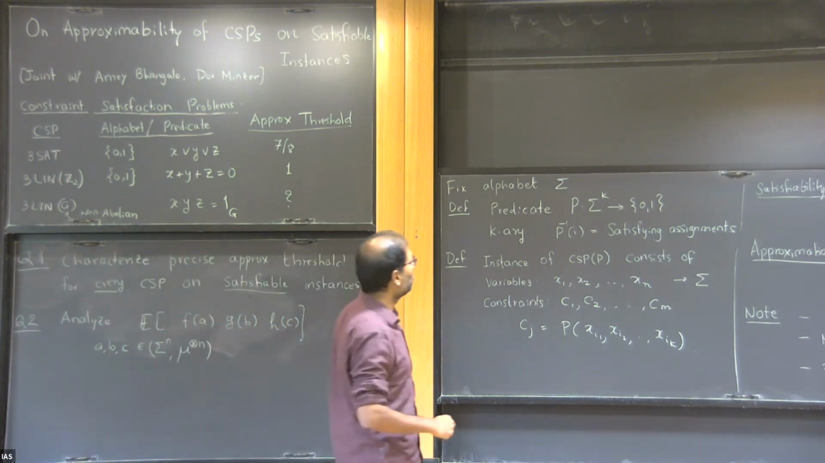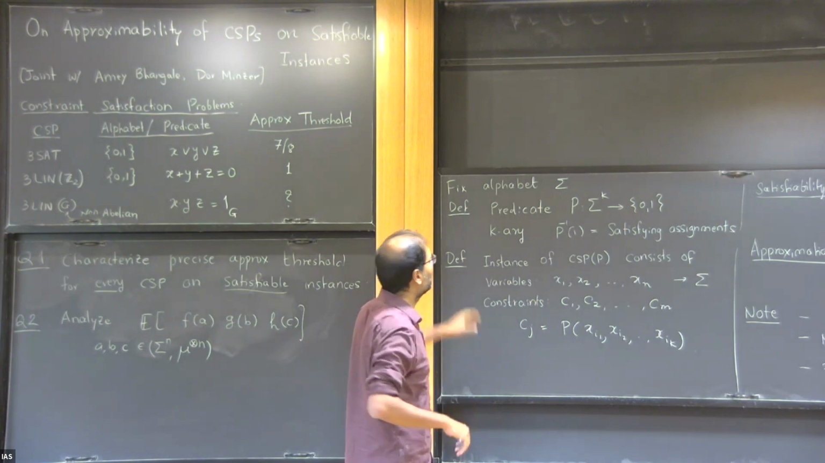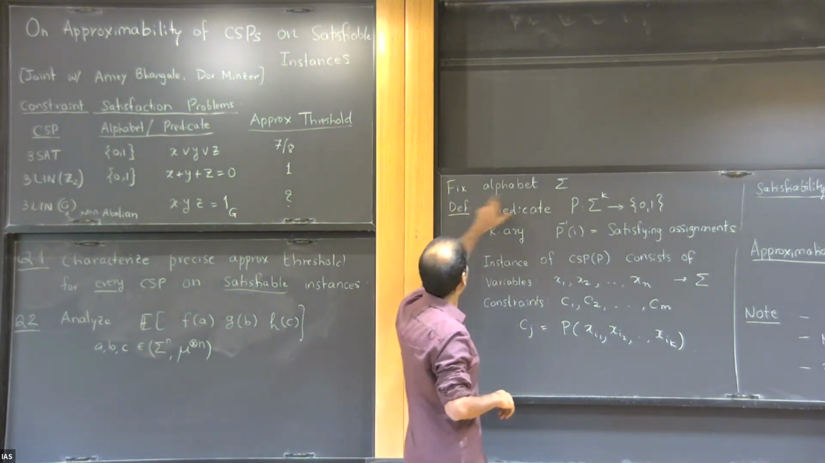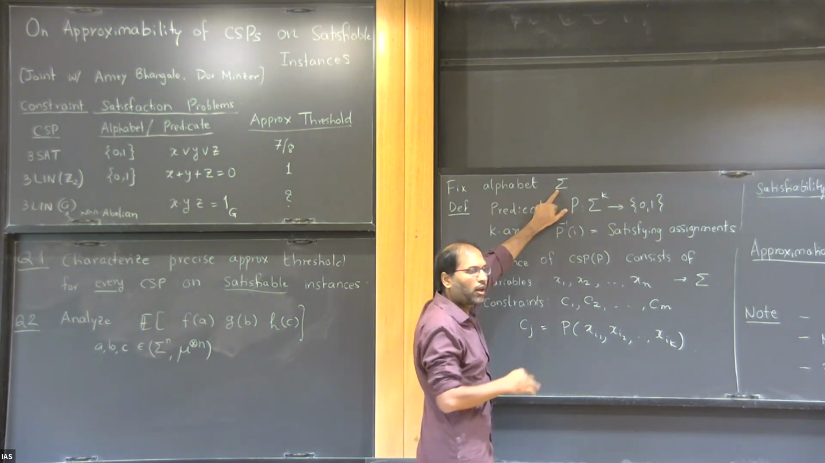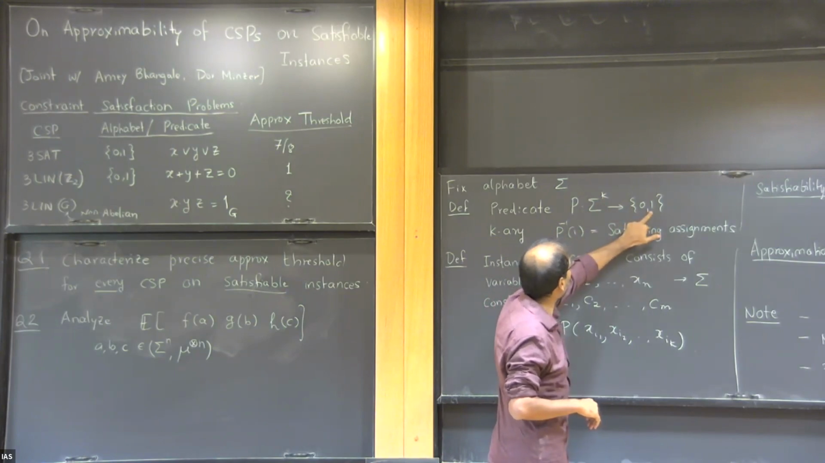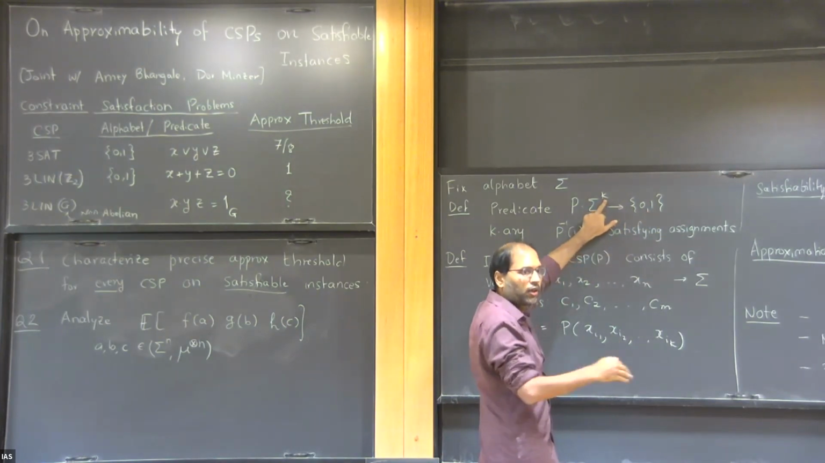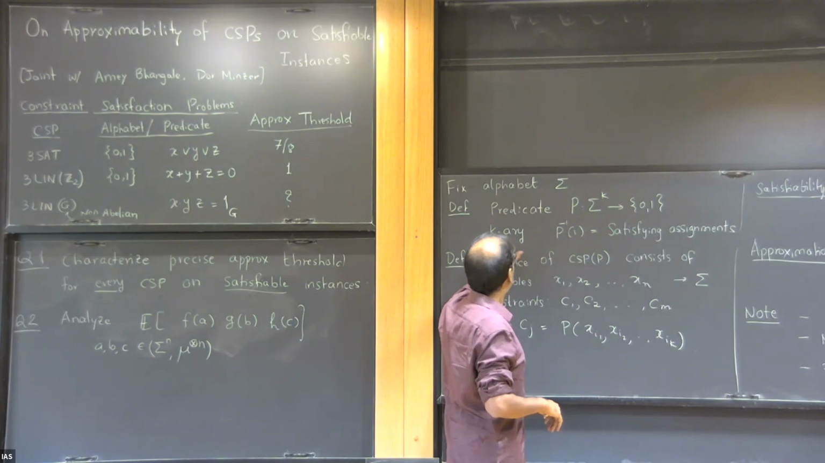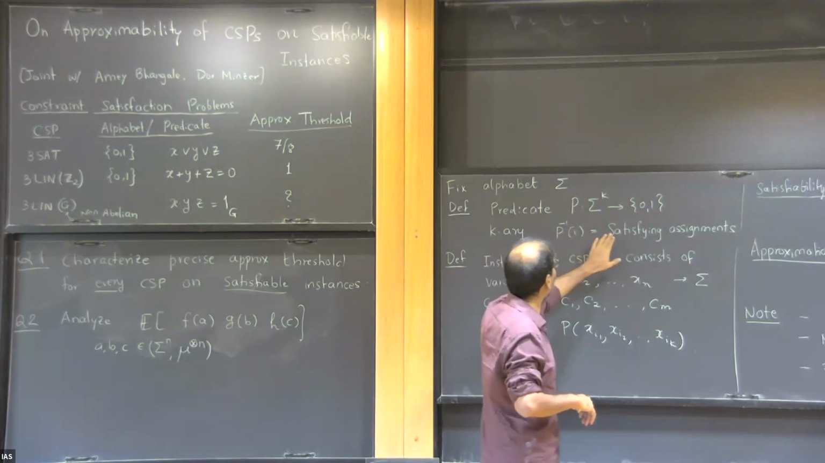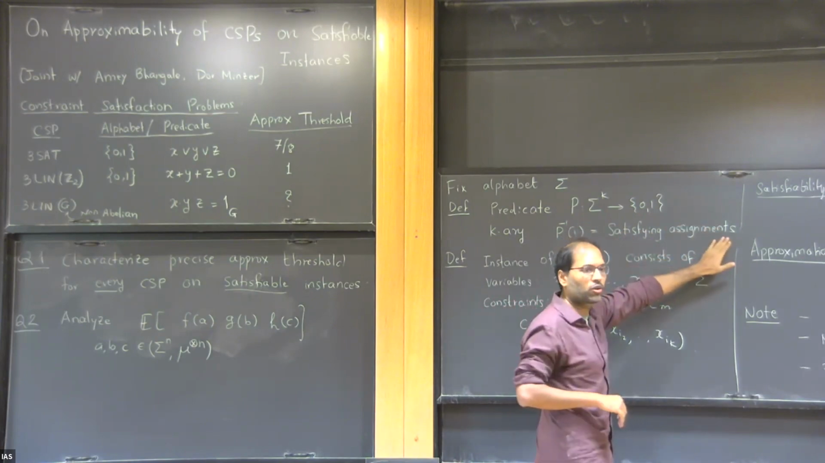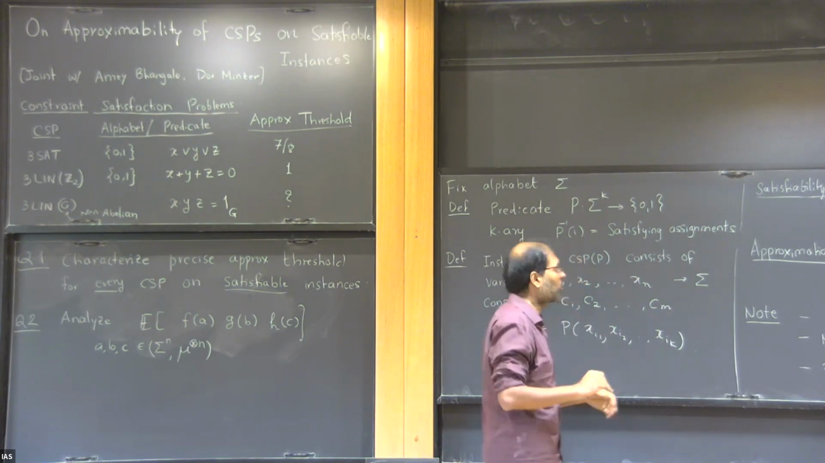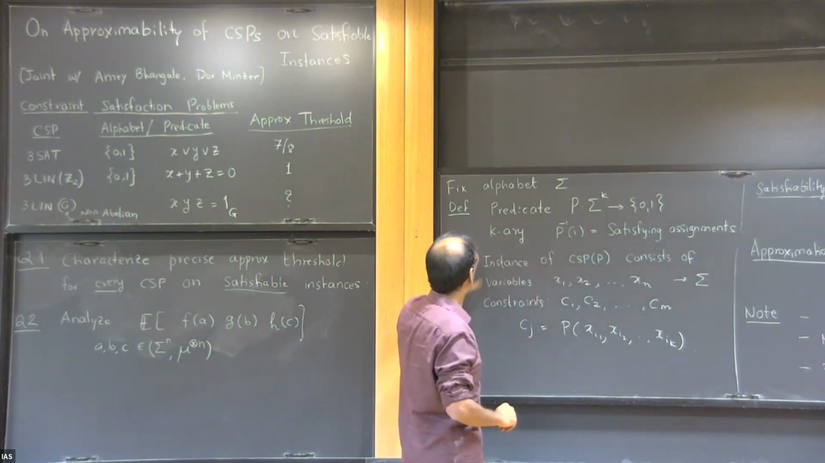Now, for those who are not familiar with the basic terminology, here is a quick introduction. Fix some alphabet sigma, which could be the binary alphabet, and a predicate P is a map from sigma to the K to {0, 1}. Think of K as a constant, like 3 or 4. K will be called the arity of the predicate, and P inverse of 1 formally will be the satisfying assignments to the predicate. So some assignments are called satisfying and the rest are non-satisfying. That's the predicate.